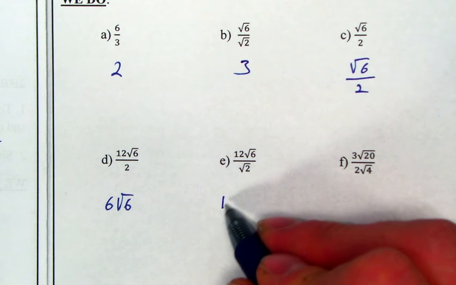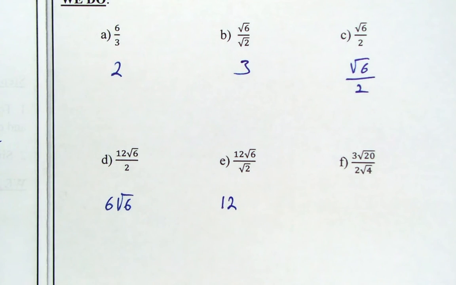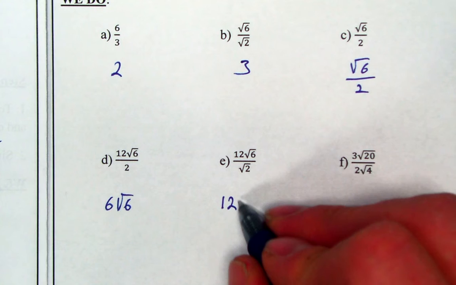12's outside, and there's nothing to divide it with, so it stays. Root 6 divided by root 2. Divide it.